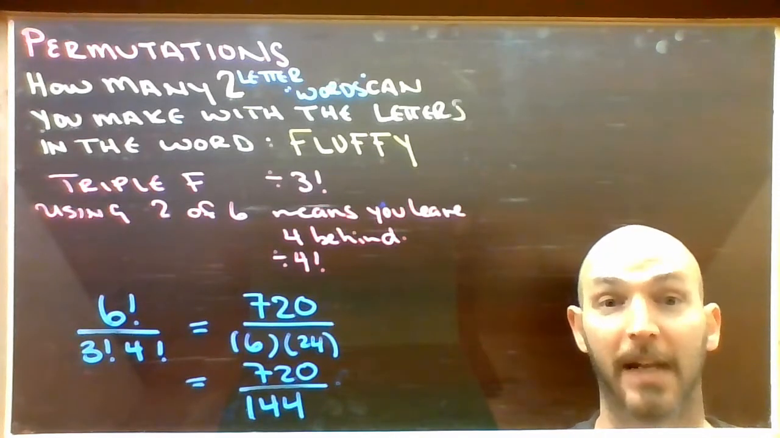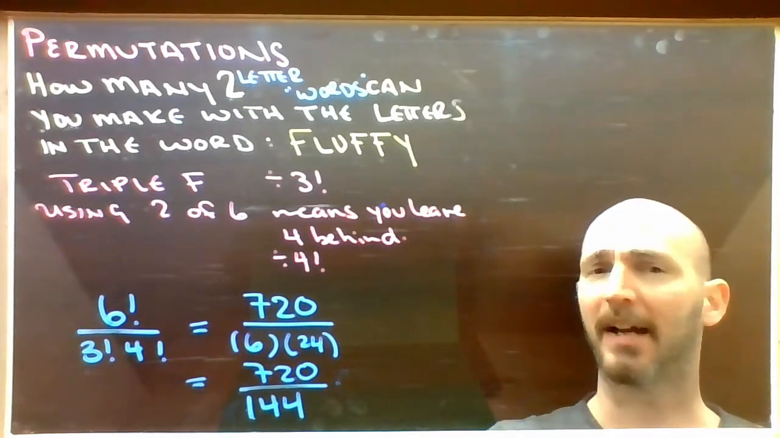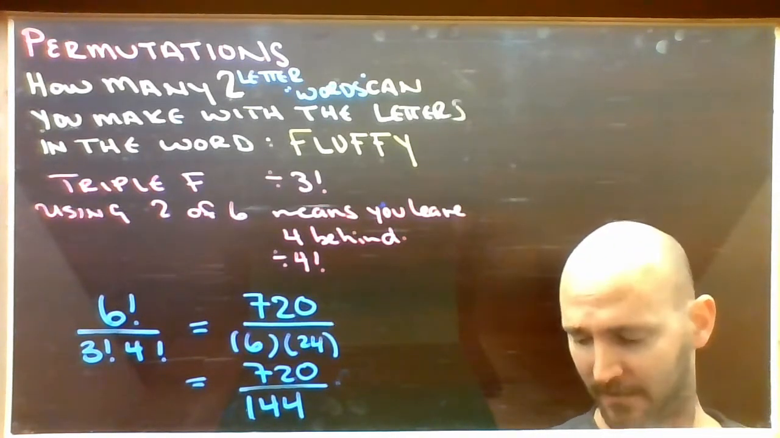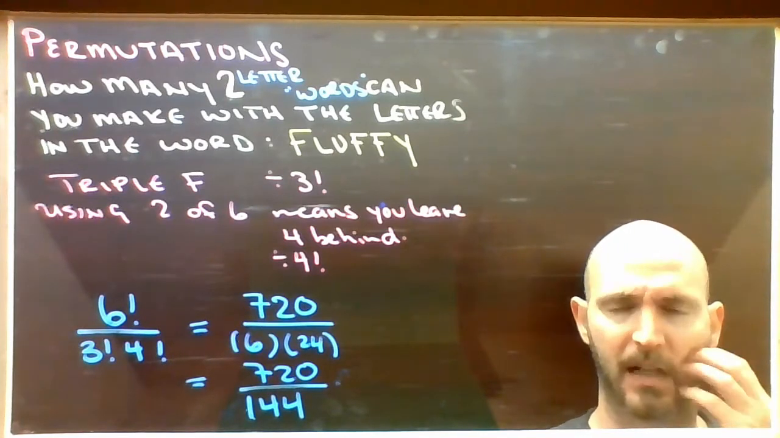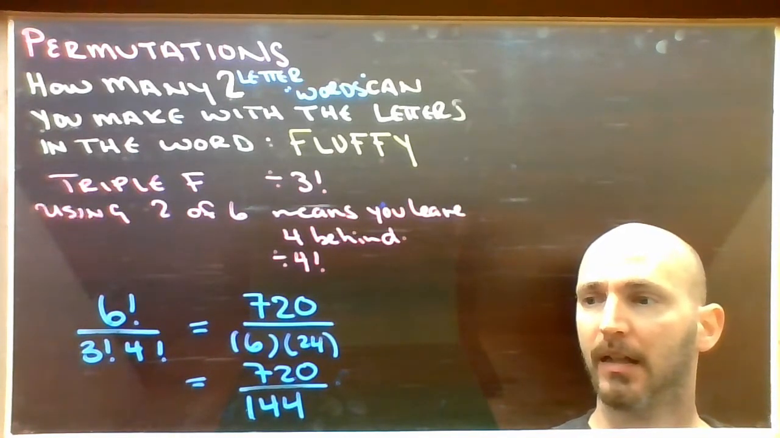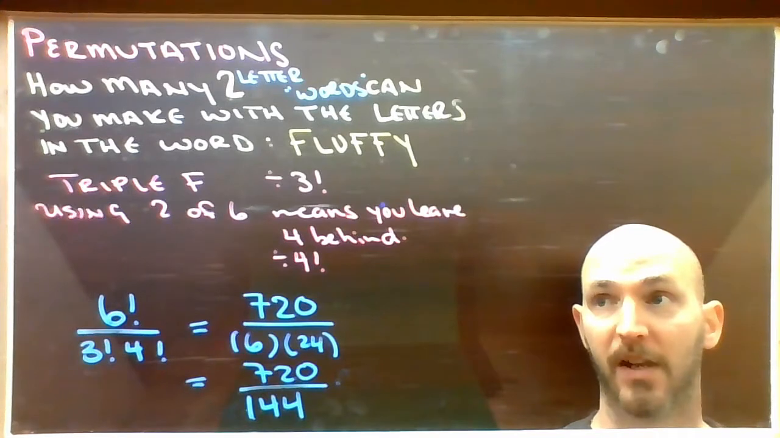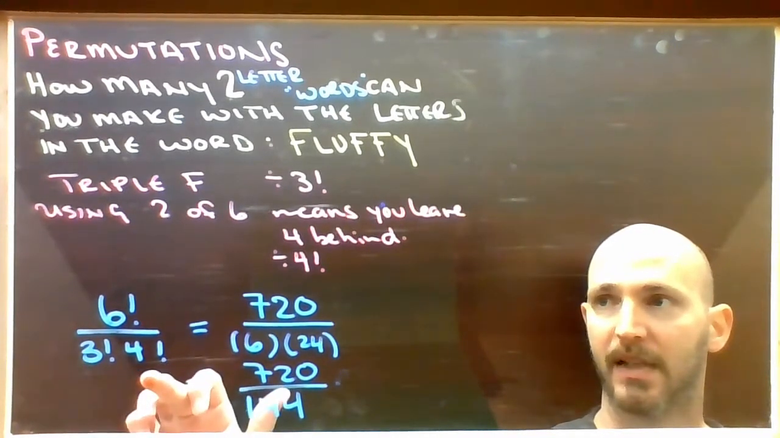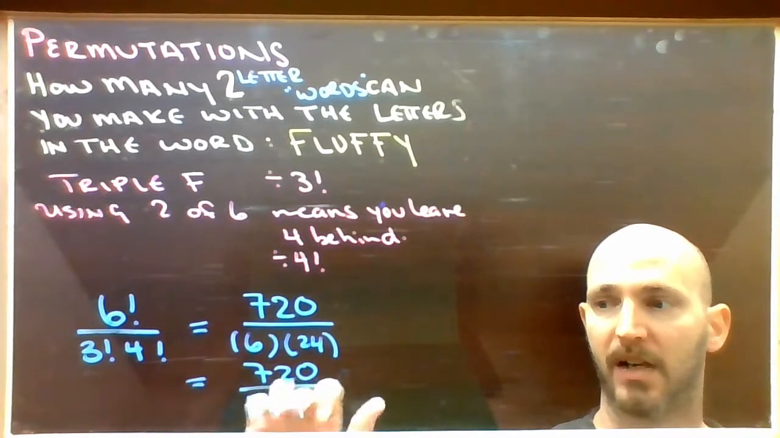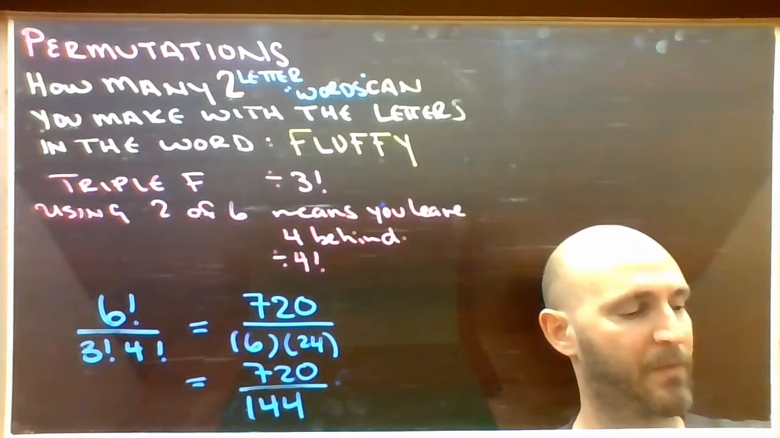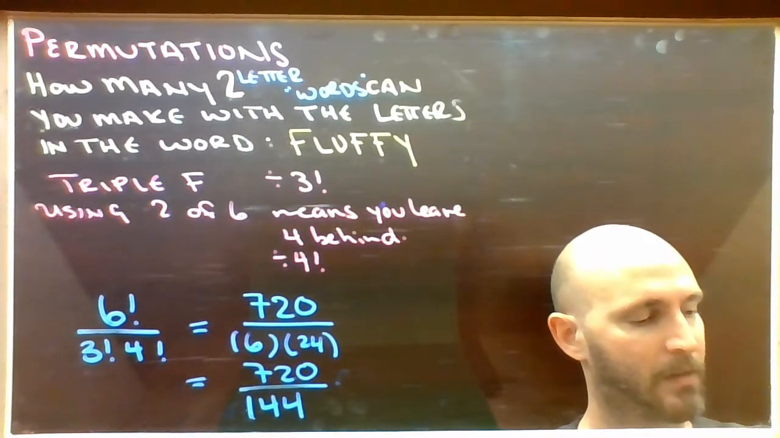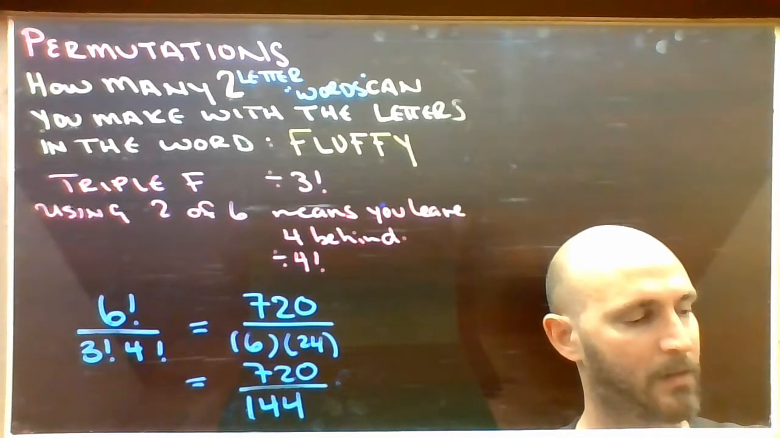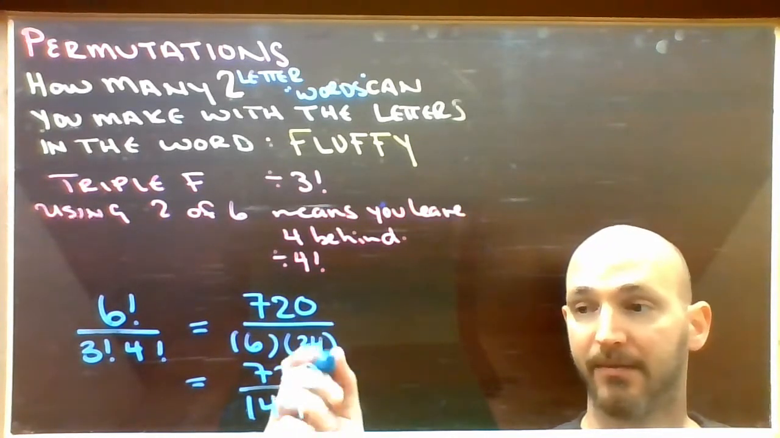Sorry, I've made a number error and now I have to come back and try and pick up the thread where I left off after re-recording this video. So where were we? 720 arrangements of 6 letters. Get rid of the 3 triple F's and the 4 letters we're leaving behind. Leaves you with 720 divided by 144 is 5.